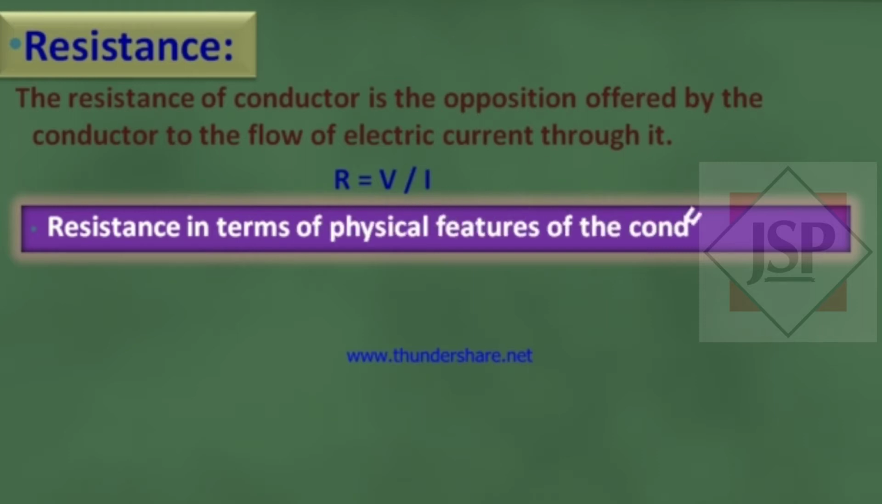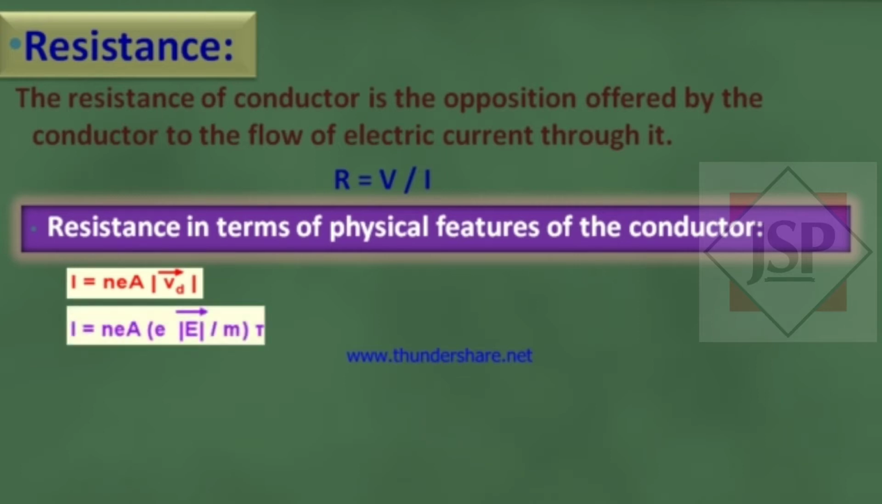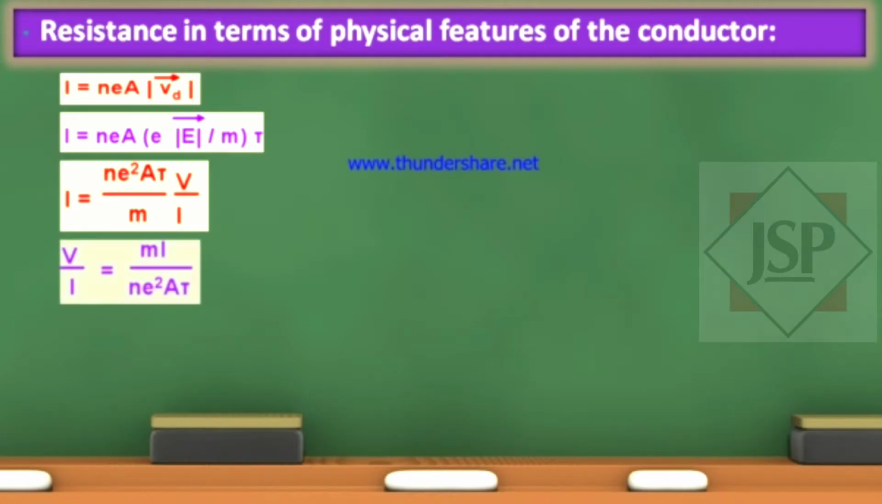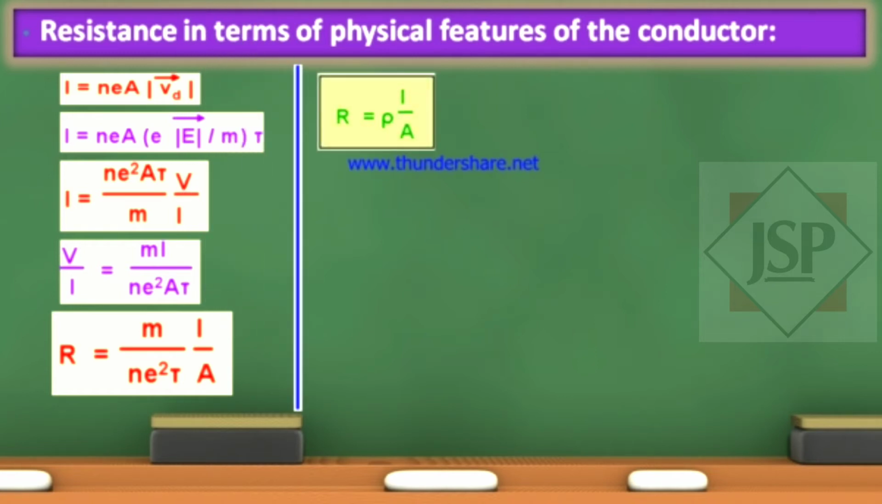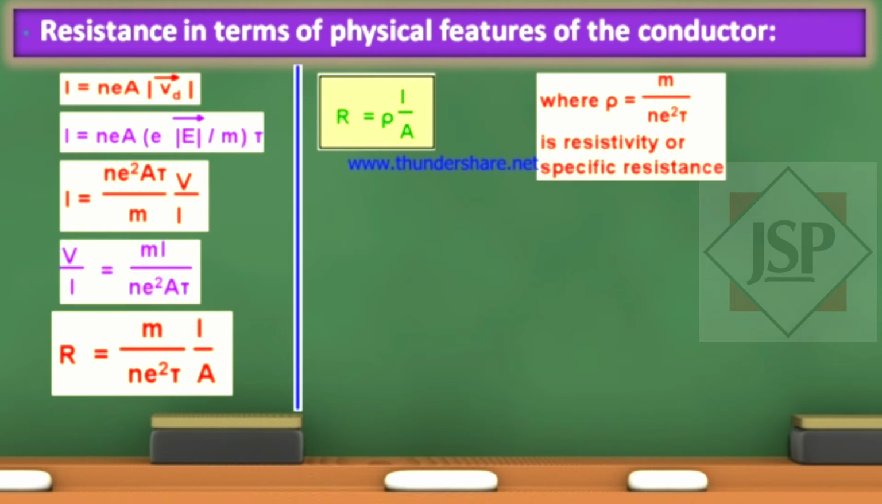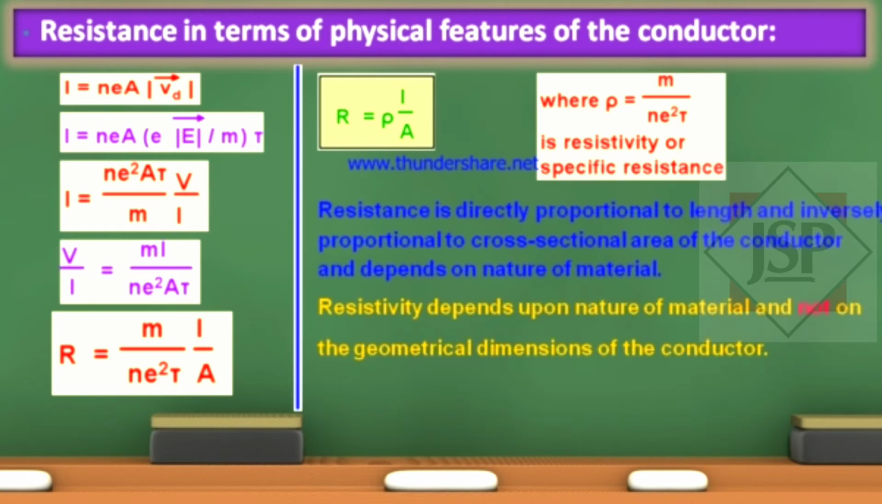Vd is called drift velocity, that value we will substitute here. I equal to n e A into (e E divided by m) into tau. I equal to n e square A tau into V whole divided by m L. V by I equal to m L whole divided by n e square A into tau. V by I is R equal to m L whole divided by n e square tau into A. Then R equal to rho L by A, where rho equal to m whole divided by n e square tau is the resistivity or specific resistance.